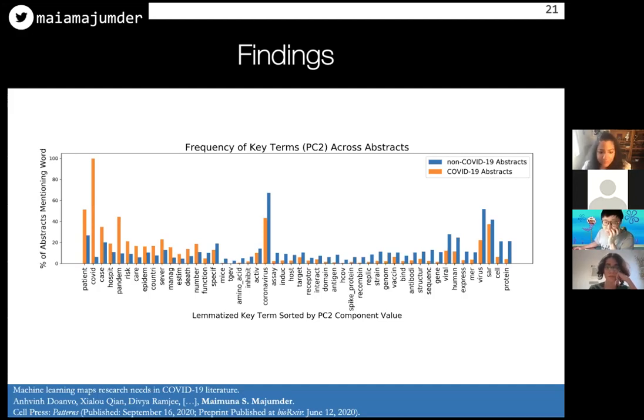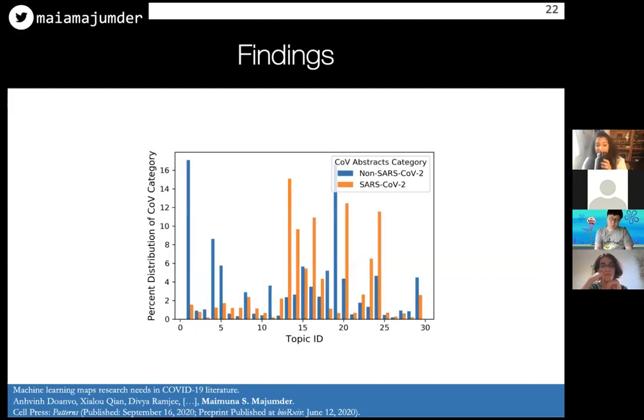Given that terms like protein and cell are more likely to appear in lab-based research, and terms like patient and case are more likely to appear in clinical modeling and field-based research, this suggests that lab-based research regarding COVID-19 may have been underrepresented in the first several months of the pandemic when compared against MERS and SARS.